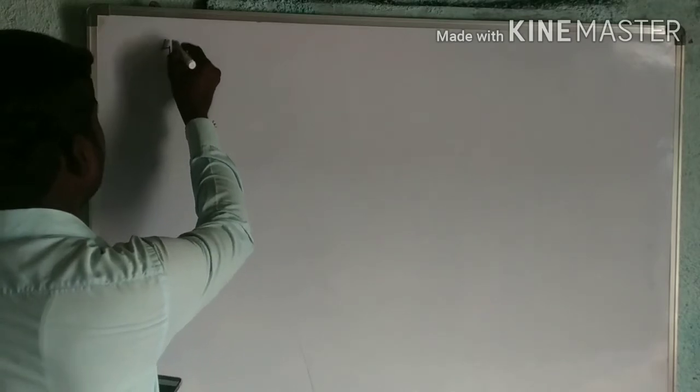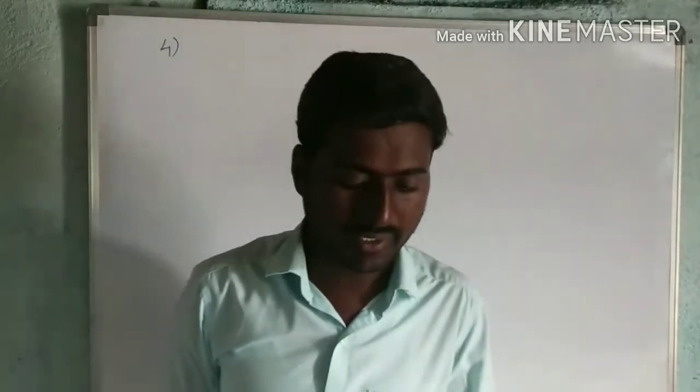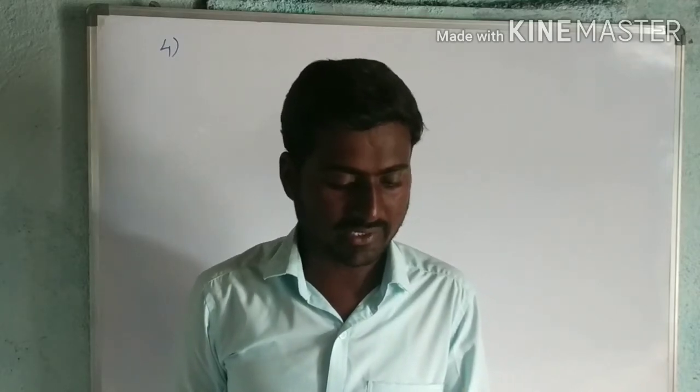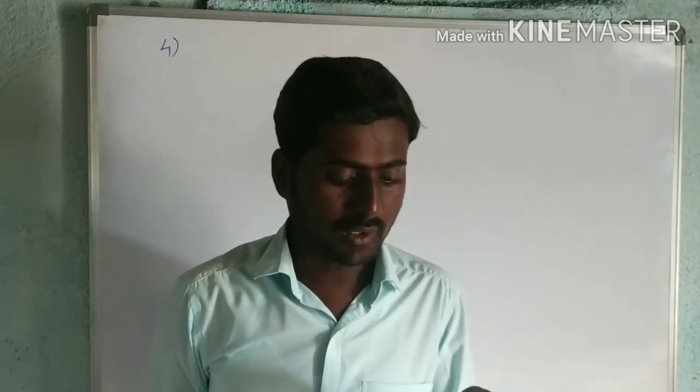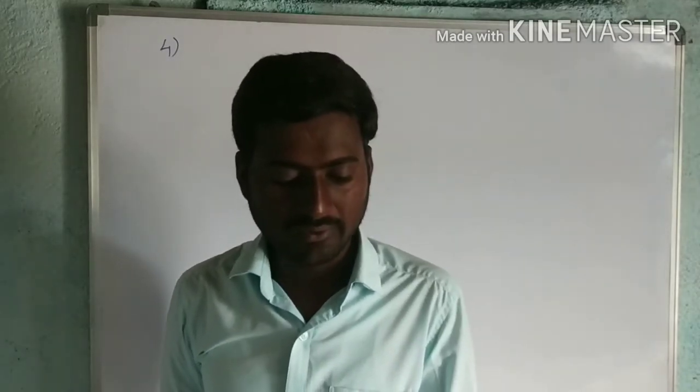Then fourth one. A man in a boat rowing away from a lighthouse 150 meter high takes 2 minutes to change the angle of elevation of the top of the lighthouse from 60 degree to 45 degree. Find the speed of the boat.